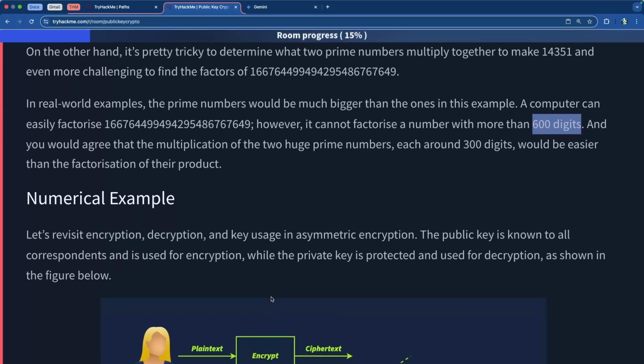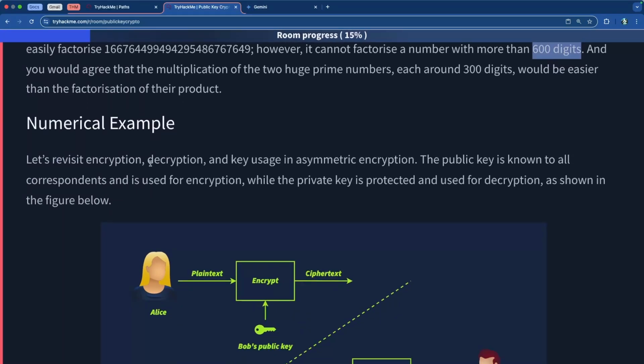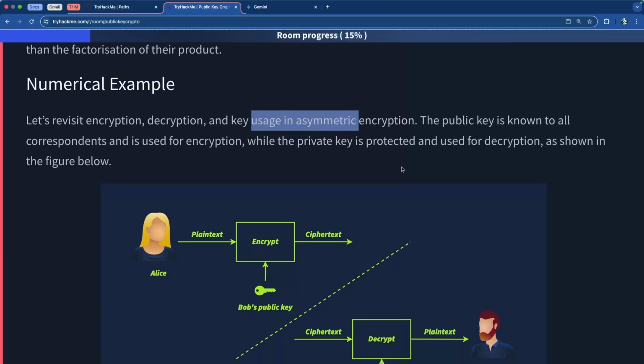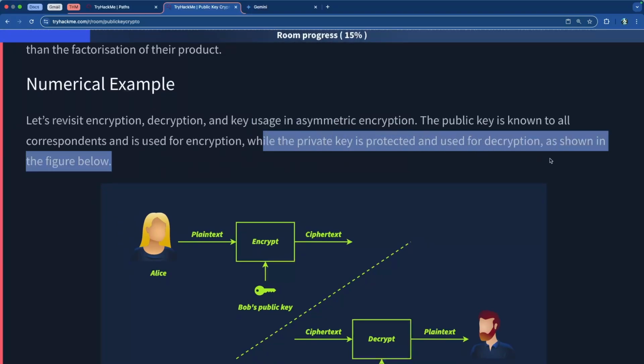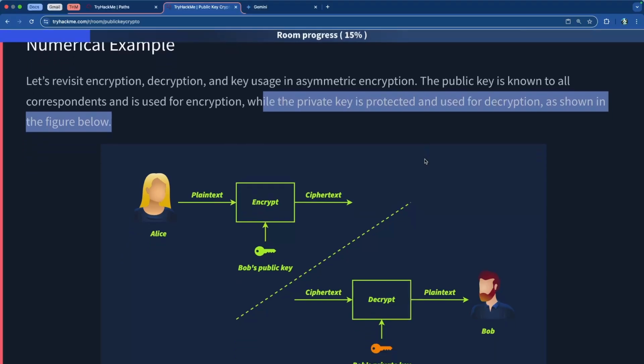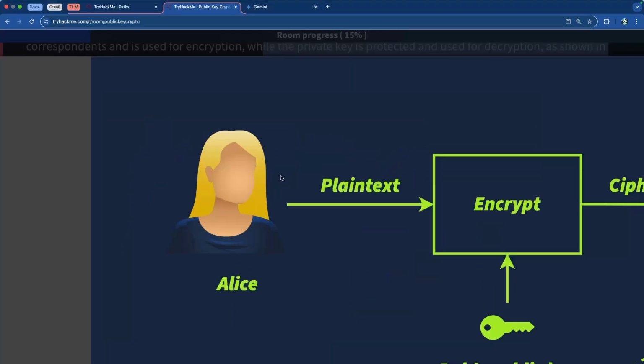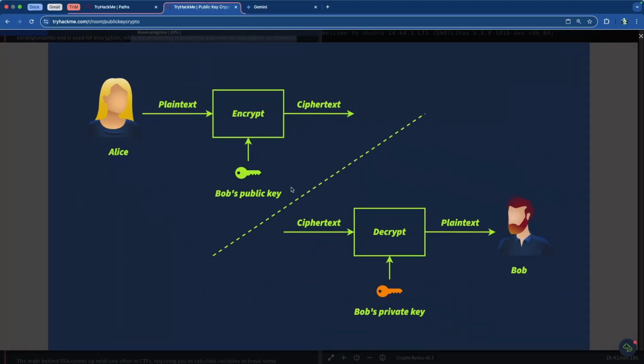So we're going to revisit encryption, decryption, and the key usage in asymmetric encryption. The public key is known to all correspondents and used for encryption, while the private key is protected and used for decryption. And this is the visual that we had from our last video.